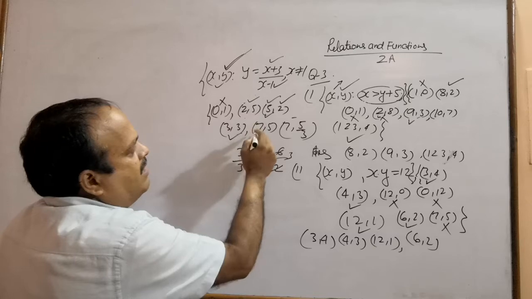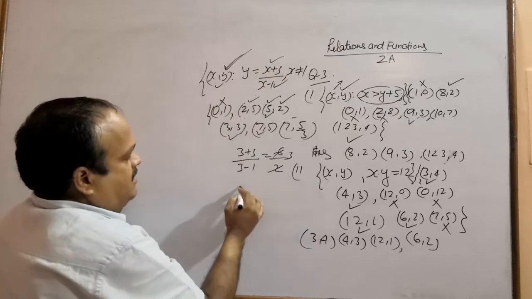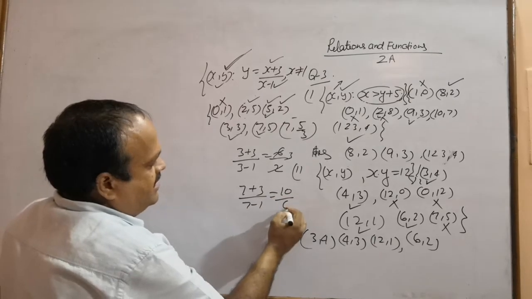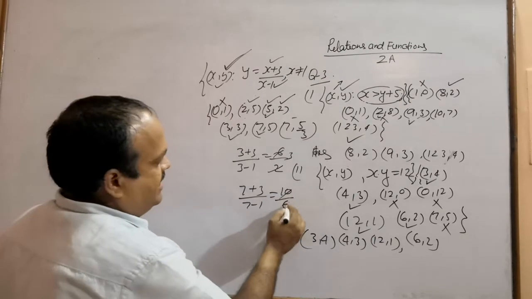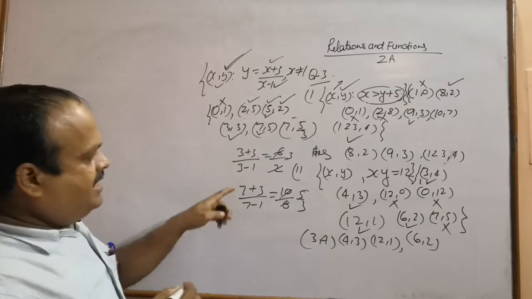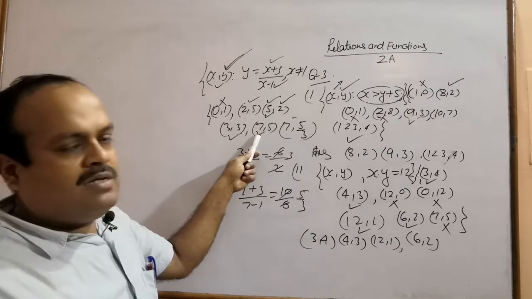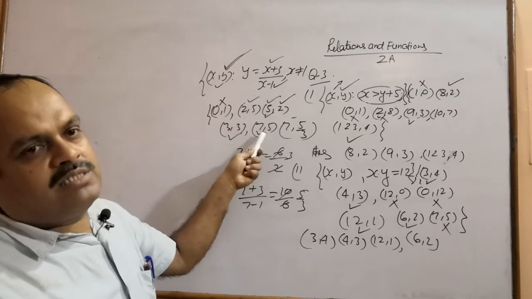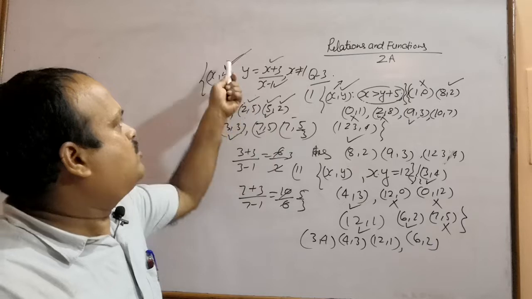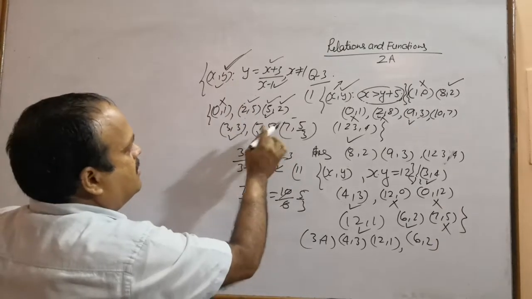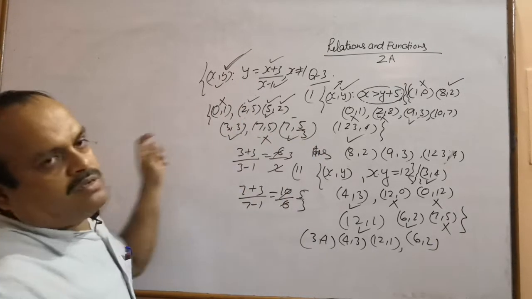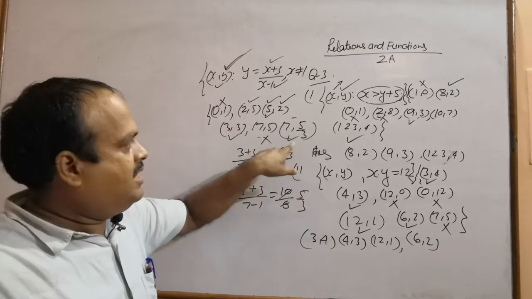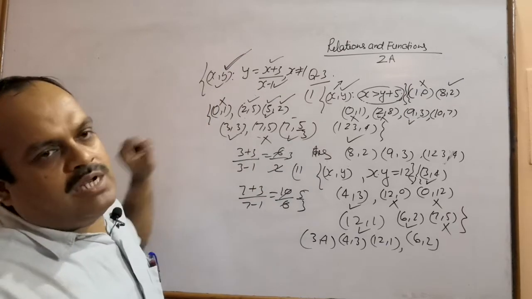Next one, put the value of x 7 in this. 7 plus 3 upon 7 minus 1, 10 upon 6, 5 by 3. So when x is 7, the value of y is coming 5 by 3. Here it is 5. It means this ordered pair will not belong to the given relation. And this one will belong because when x is 7, the value of y is 5 by 3. So this ordered pair will belong to the relation.